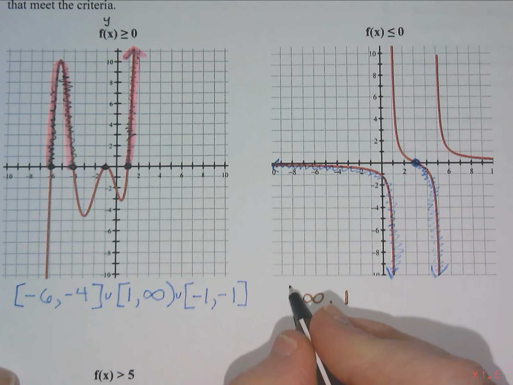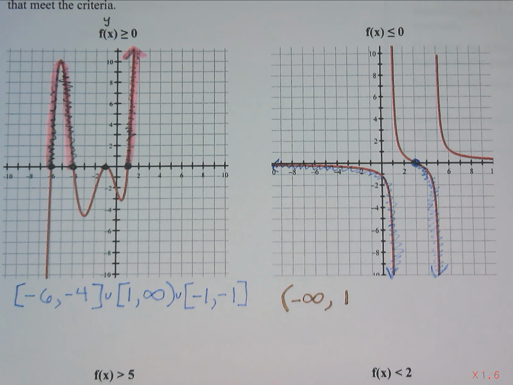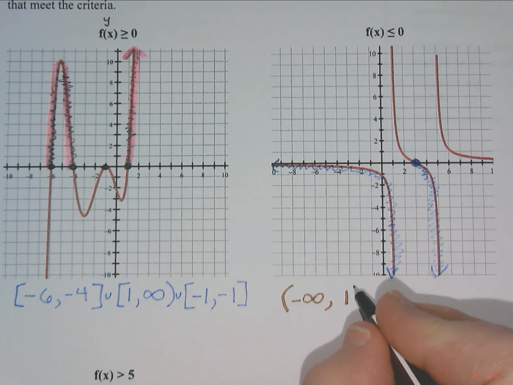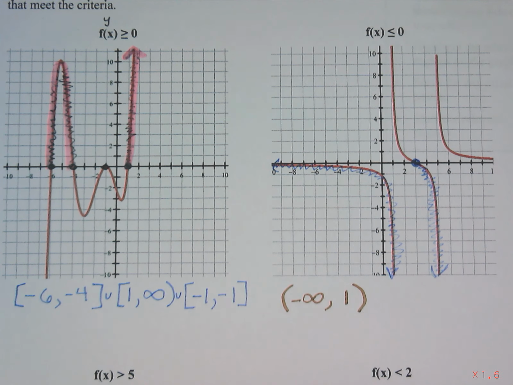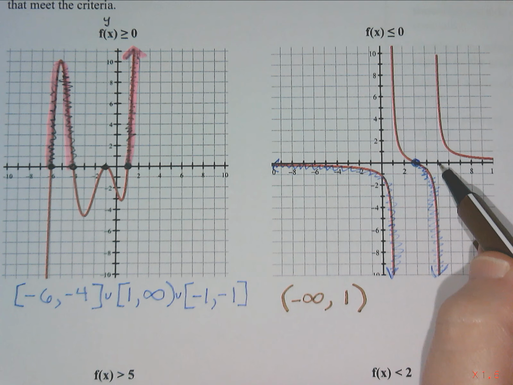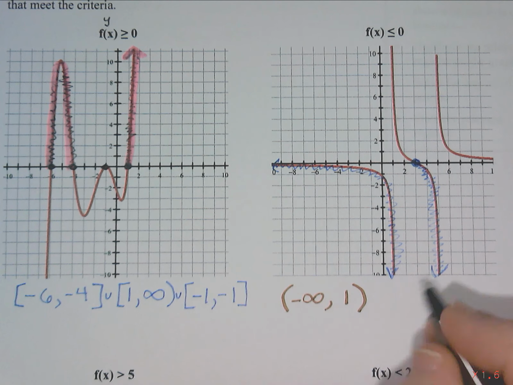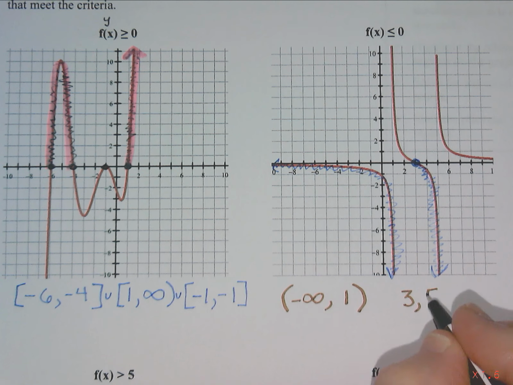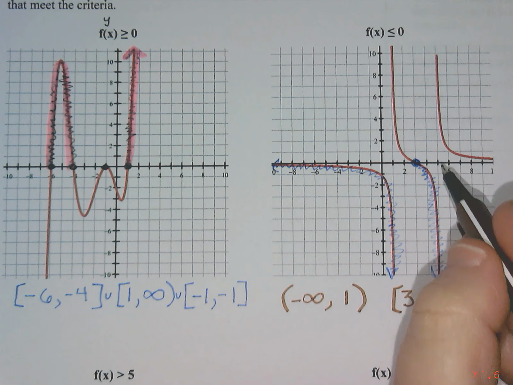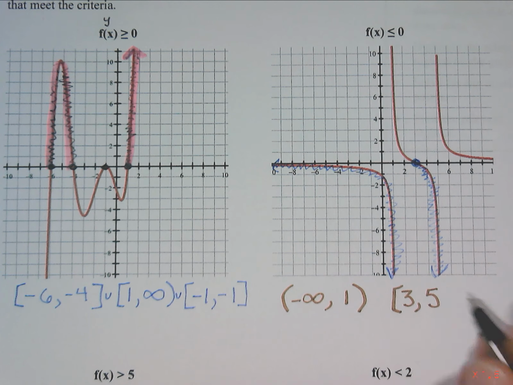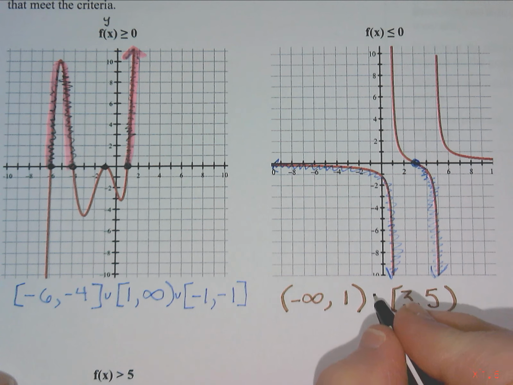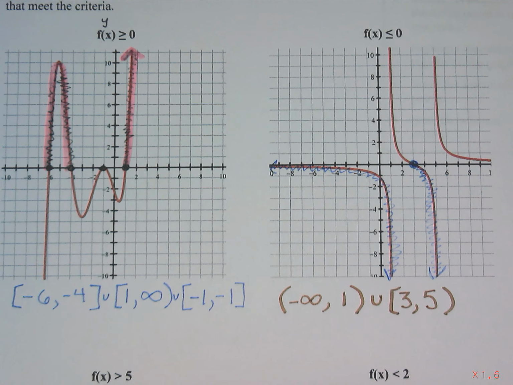I never put a square bracket. We never have an equal sign on infinity, so I do a rounded bracket. And then 1 is an asymptote, so we also don't equal 1 at the asymptote. The next section here starts at 3 and goes until the asymptote at 5. So this is between 3 and 5. I do have a point at 3, so I do a square bracket. And I have an asymptote at 5, so I do a rounded bracket because we don't actually have a point at 5. And then we put our little union symbol in to say that it's those two sections put together.